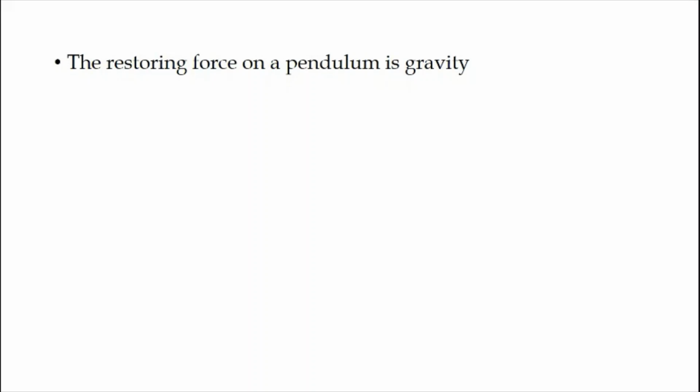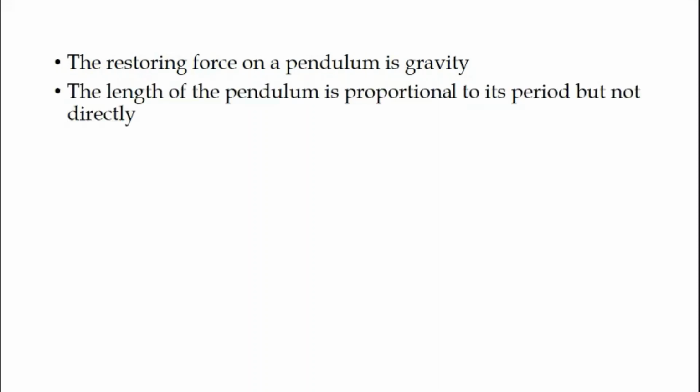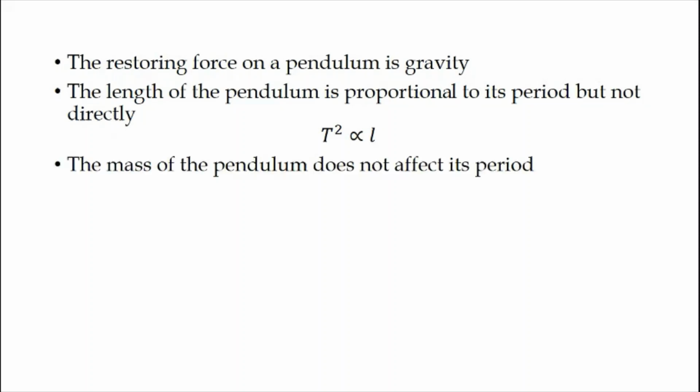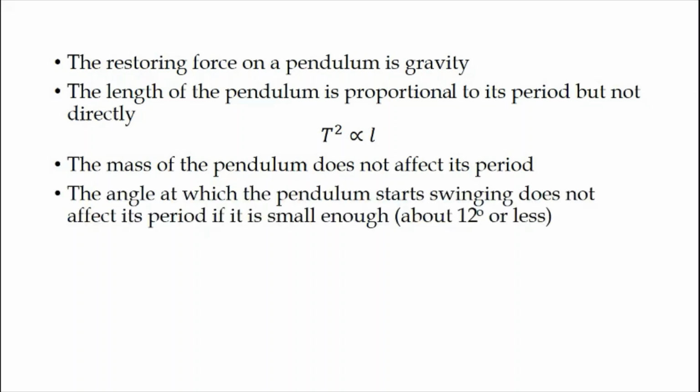Now, from the rest of our data, we know that the length of the pendulum is related to its period, but it wasn't directly proportional. Remember, if you double the length, you don't end up with double the period. In fact, you have to quadruple the length to double the period, which means T squared is proportional to the length. The mass of the pendulum does not affect its period, so there is no bearing between T and m. Furthermore, the angle, provided it's small enough, does not affect the period of the motion.